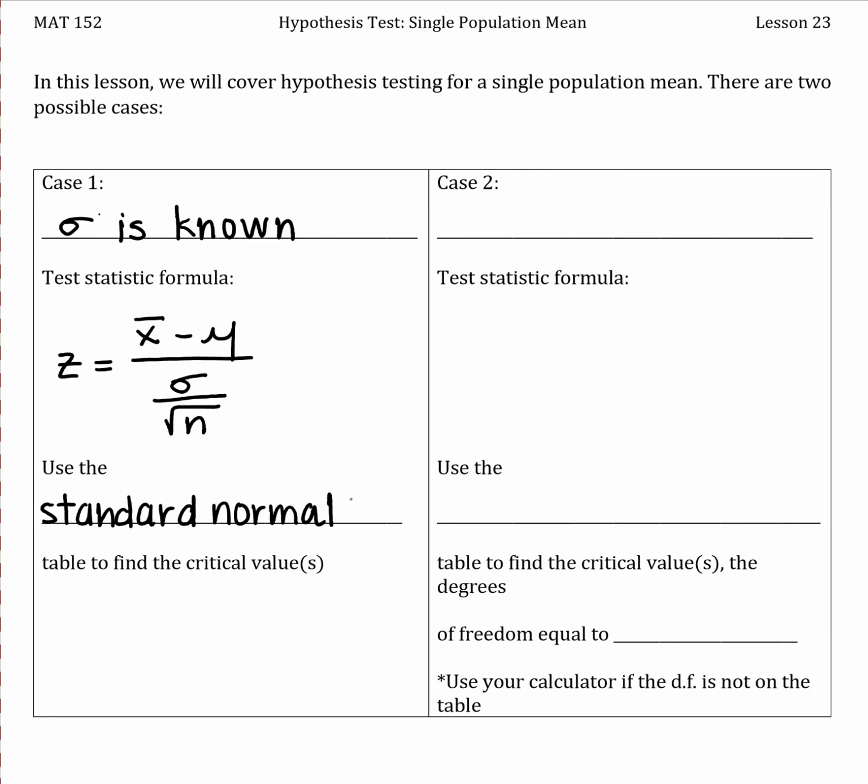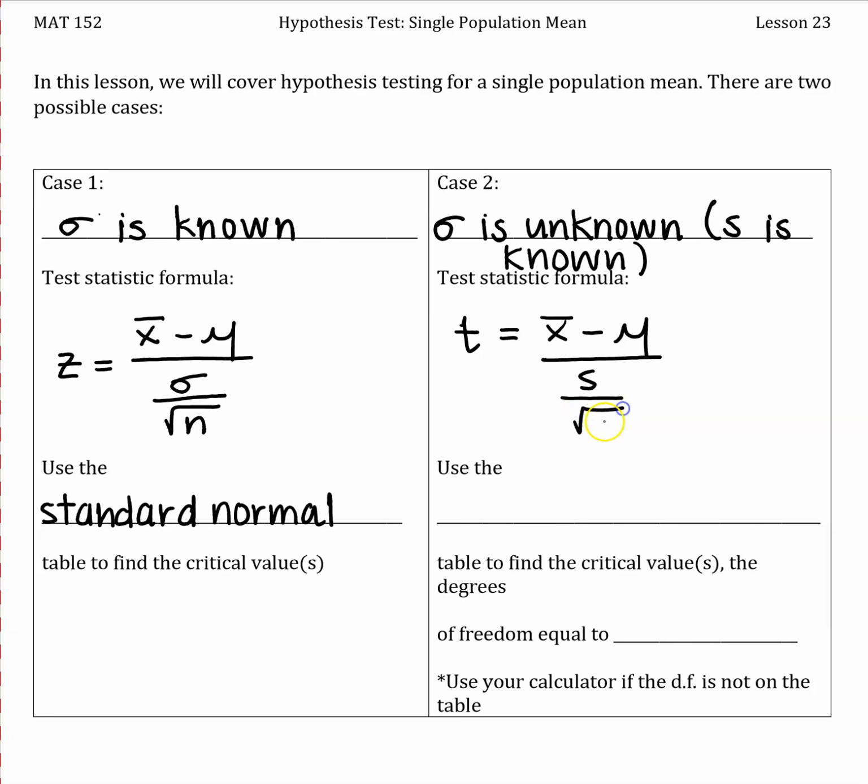The second case is if sigma is unknown, if we do not know the population standard deviation. Keep in mind that if sigma is unknown, then S, which is the sample standard deviation, not the population, but the sample standard deviation, is known. In that case, the test statistic formula is that t is equal to x bar minus mu divided by S divided by the square root of n.